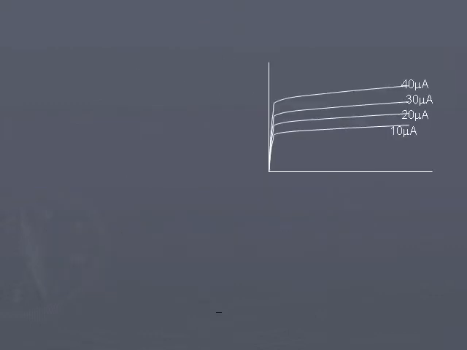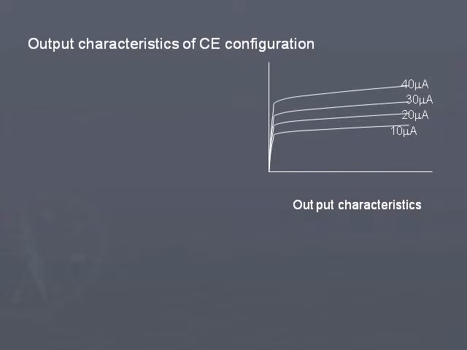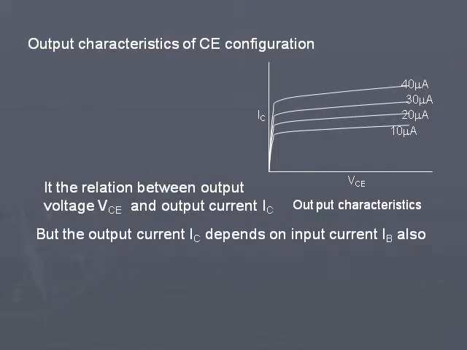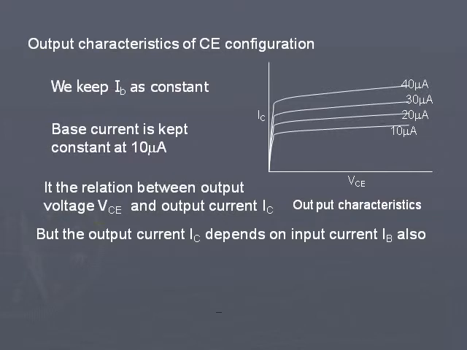Output characteristics of a common emitter configuration transistor. Output characteristics are the relation between collector current and collector voltage. But the collector current depends not only on collector to emitter voltage but also on base current. It depends on two factors, VCE and IB. So to study the relation between VCE and IC, we keep IB constant.